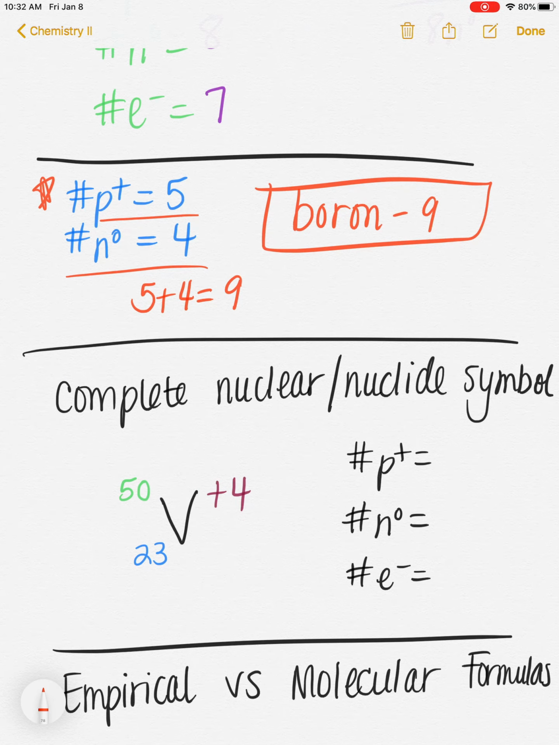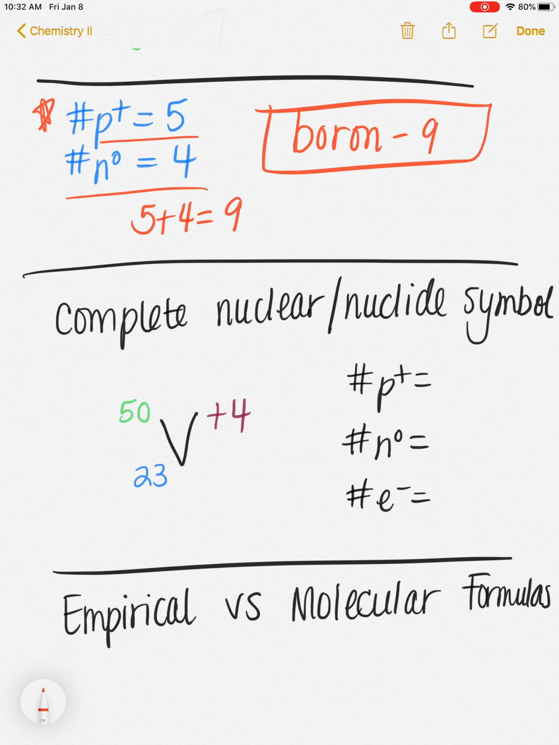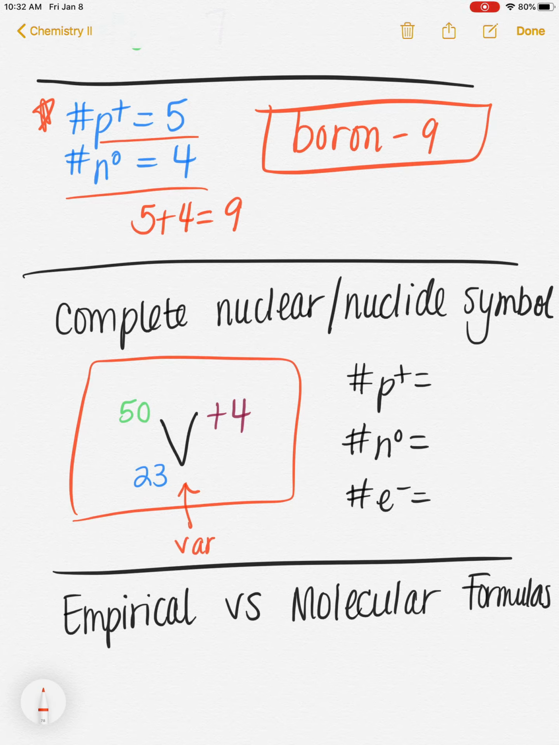Another way of representing your elements is by using a complete nuclear nuclide symbol. It kind of depends on which book you're using, whether they're going to call it a nuclear or nuclide symbol. In a complete nuclear symbol, you're going to have several different parts. In the center, you are going to have the symbol for the element. In this case, I have a capital V, which tells me that I'm working with vanadium. It's not asked of me, but I do want to clarify that that's what that V stands for.